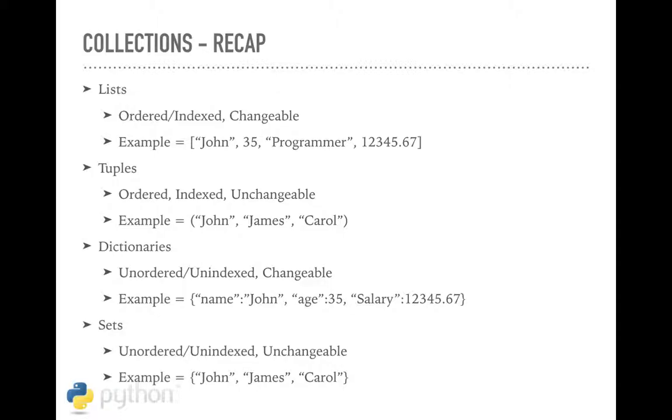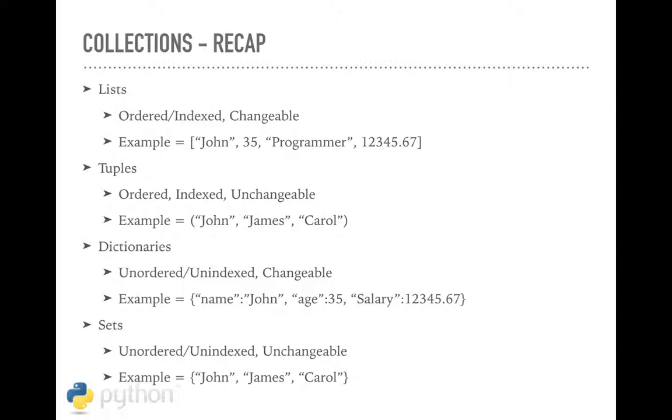The next one we looked at was tuples. Again, tuples are ordered or indexed, but the values are unchangeable. That's the key difference. I've given an example there. The main difference between a tuple and a list when you define it is that you're going to use a regular parenthesis instead of the square brackets. And the index is there. So 0 would be John, 1 would be James, and 2 would be Carol in a tuple. But you cannot change any of those values once it's defined.